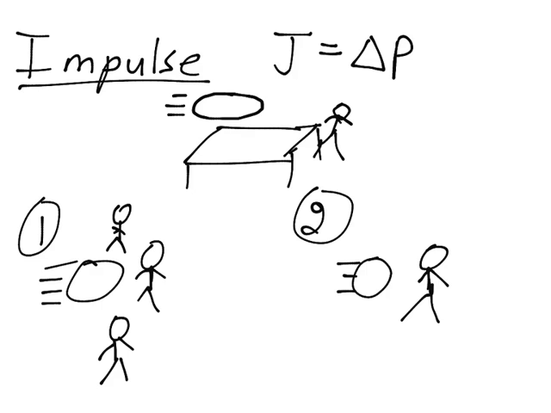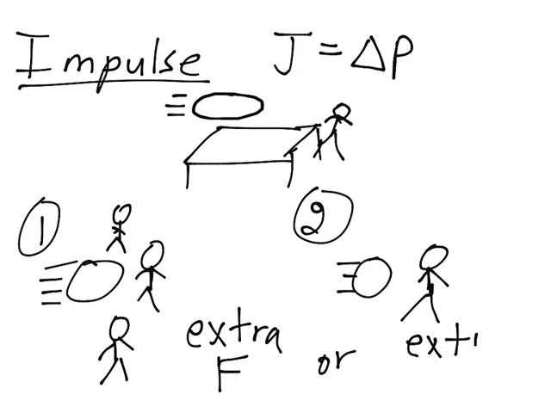So you can either do extra force or extra time in order to slow it down, in order to change its momentum. And so when we talk about the definition of impulse, we're going to talk about it in terms of either extra force or extra time.